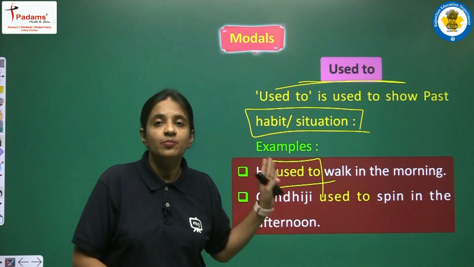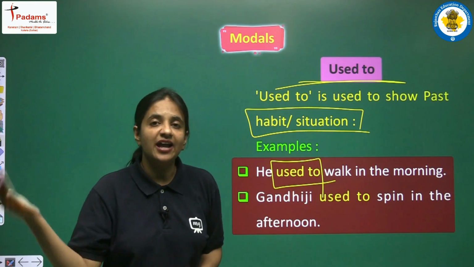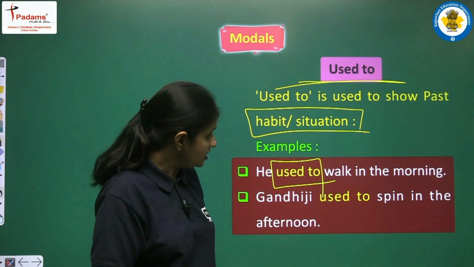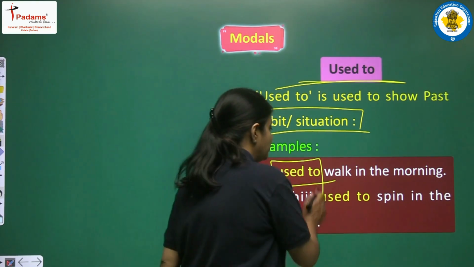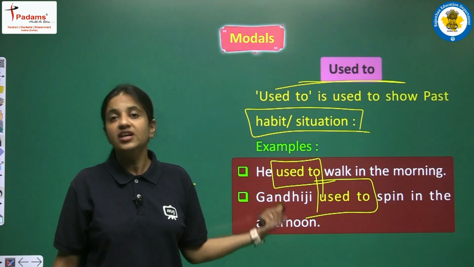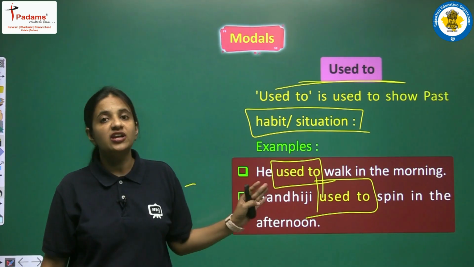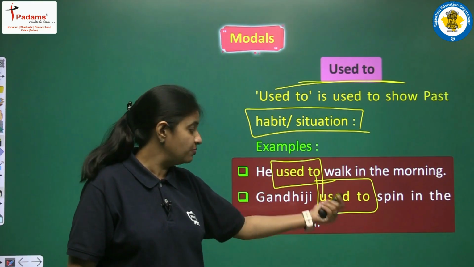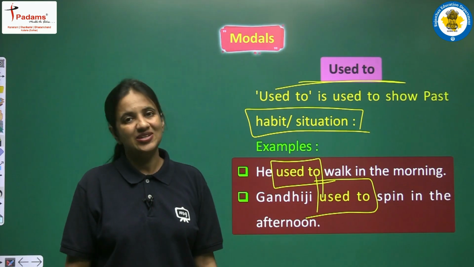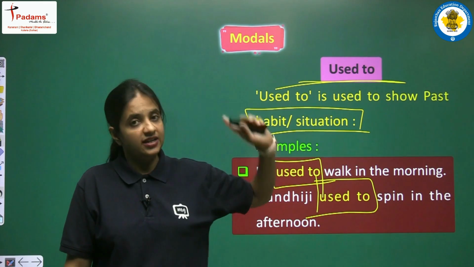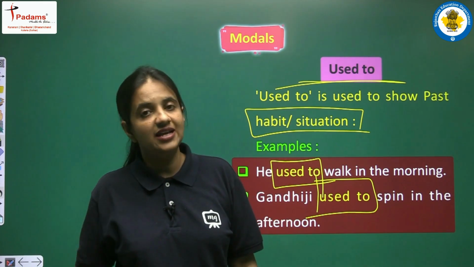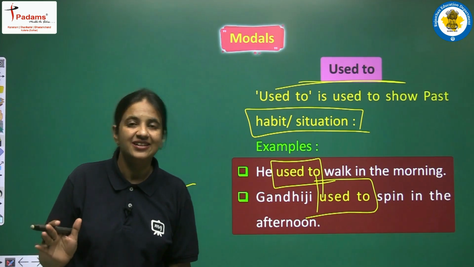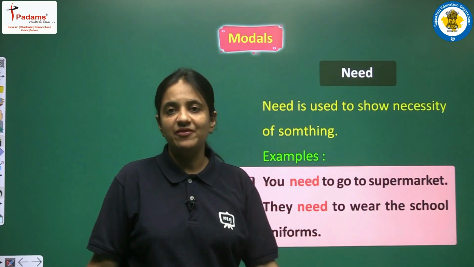Right now he is not performing this habit, but in the past time he used to go for a morning walk. Next we have: Gandhiji used to spend time in the afternoon. So definitely we are talking about past time, because Gandhiji is no more with us. We are saying that when Gandhiji was alive, then he used to spend time in the afternoon. Okay, so in this manner we can use this modal used to. It is used to show past habits, past things, past situations, and this modal is used only in the past tenses. Okay. So now moving on, we have the next modal with us.